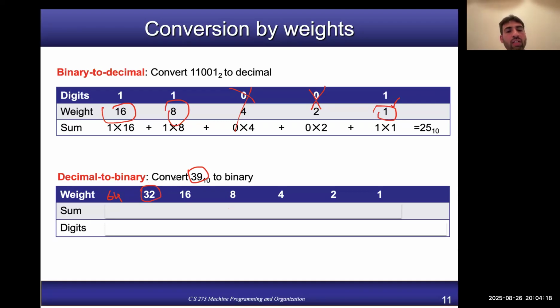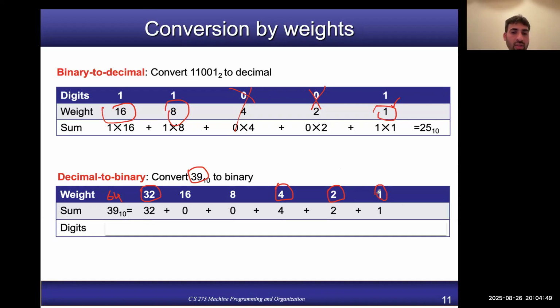If I now subtract 32 from 39, what is left behind? 7, right? So what weight do I have which is closest to 7 but not greater than 7? It is 4, right? Now if I subtract 4 from 7, I'm left with 3. Which weight is closest to 3 but not greater than 3? It is 2. If I subtract 2 from 3, I'm left with 1. So the next weight I can pick is 1, right?